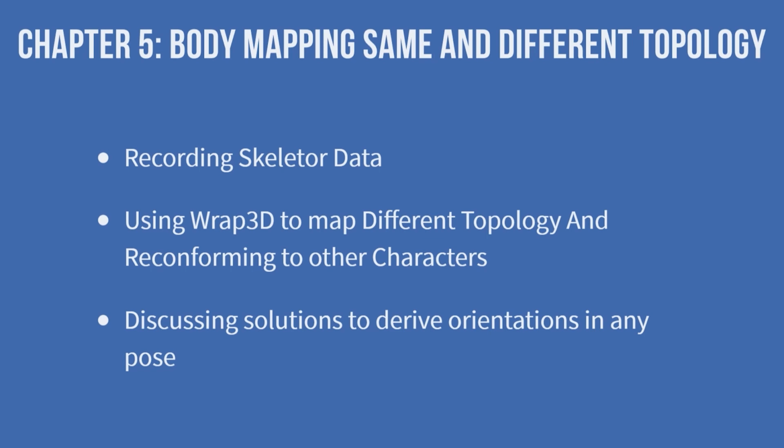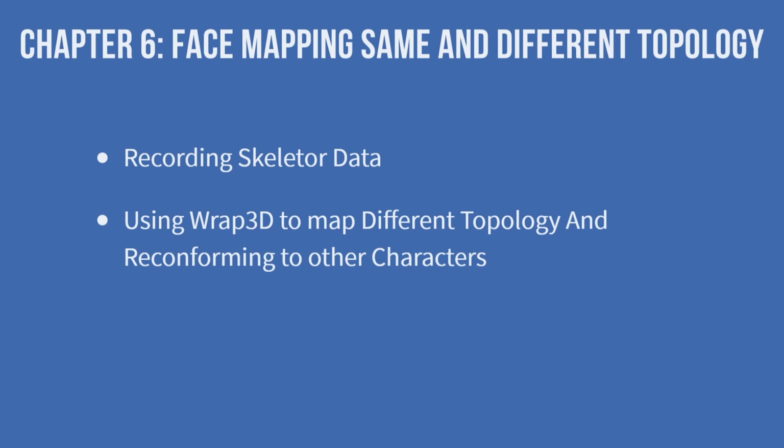Then we're going to be using Wrap3D to actually map different topology and look at reconforming the different characters. And then we're also going to be looking at solutions to drive orientations of the joints in any pose. So, logical assumptions that we can make in nature based on the creature, the limb, the appendage, biped, quadruped, whether it's a face, things that we can assume that will give us the correct orientations regardless of the character's pose.